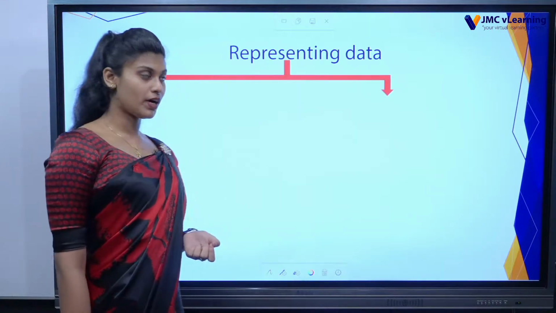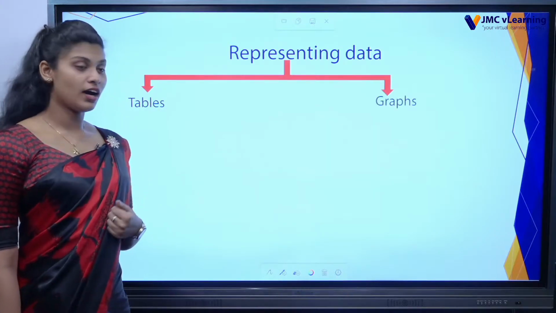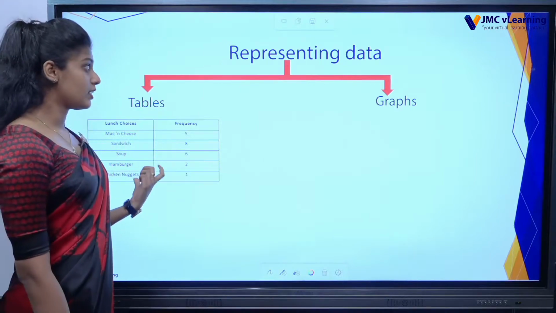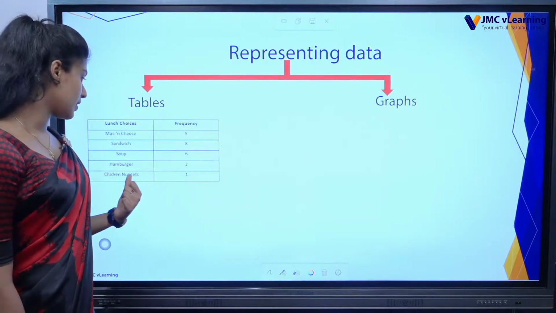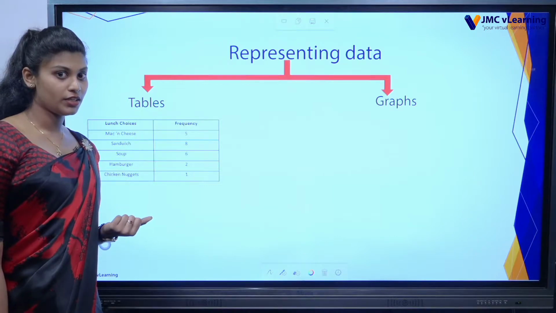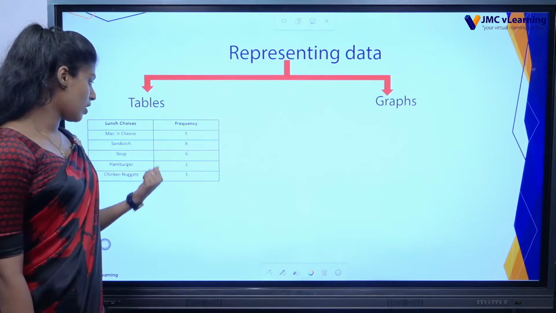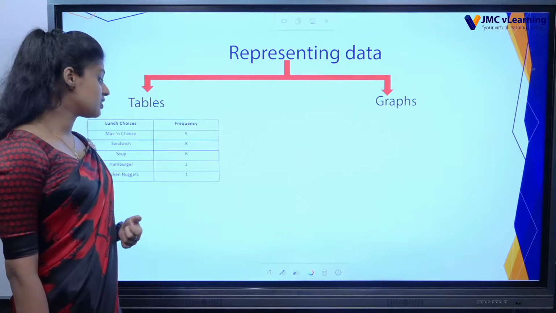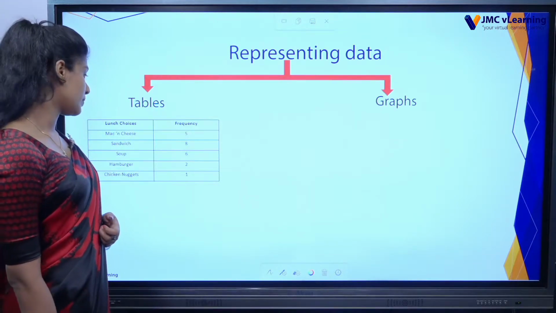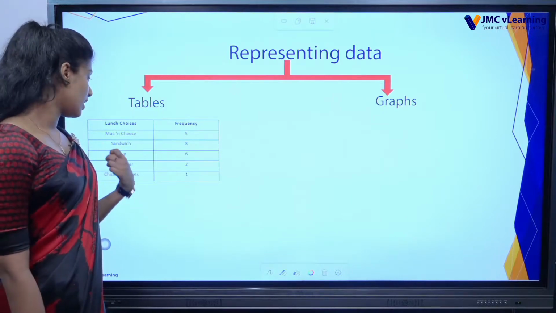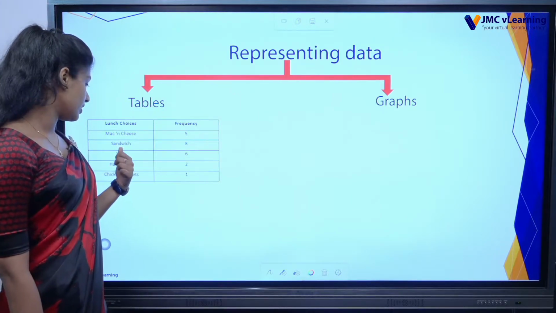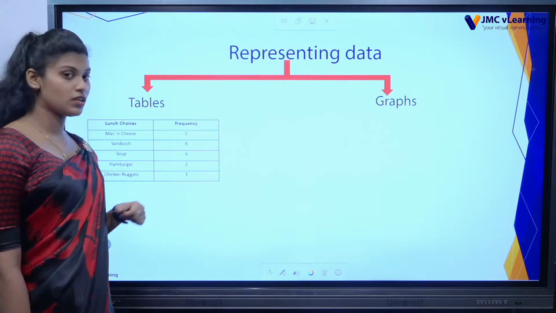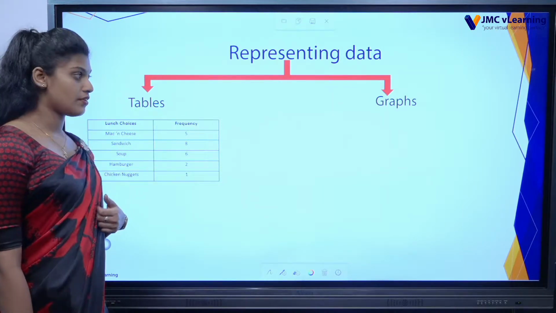Mainly there are two parts, one is tables, the other is graphs. This is data represented in one way, that is a table. By looking at this table you can get an idea about the lunch choices and the frequencies. Then what do the most people like to take for lunch? They like sandwiches because the frequency is 8, that means the most people like to eat sandwiches.